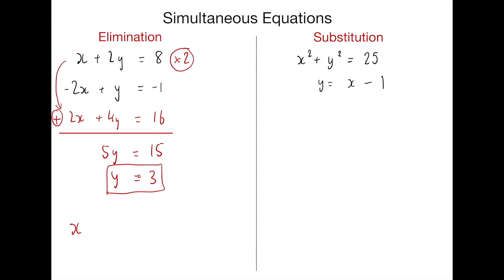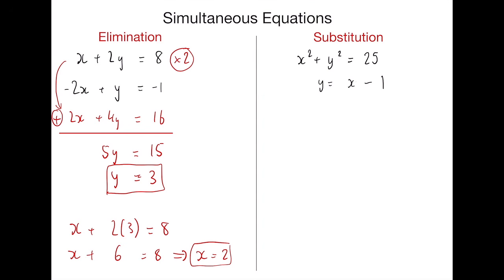So I'm going to use the top one. So x plus 2y, but we know y is 3, equals 8. So x plus 6 equals 8. So we know from there that x must be 2, and that is our 2 solutions. Now for substitution, this is only a higher question, so if you do foundation, don't worry about it.